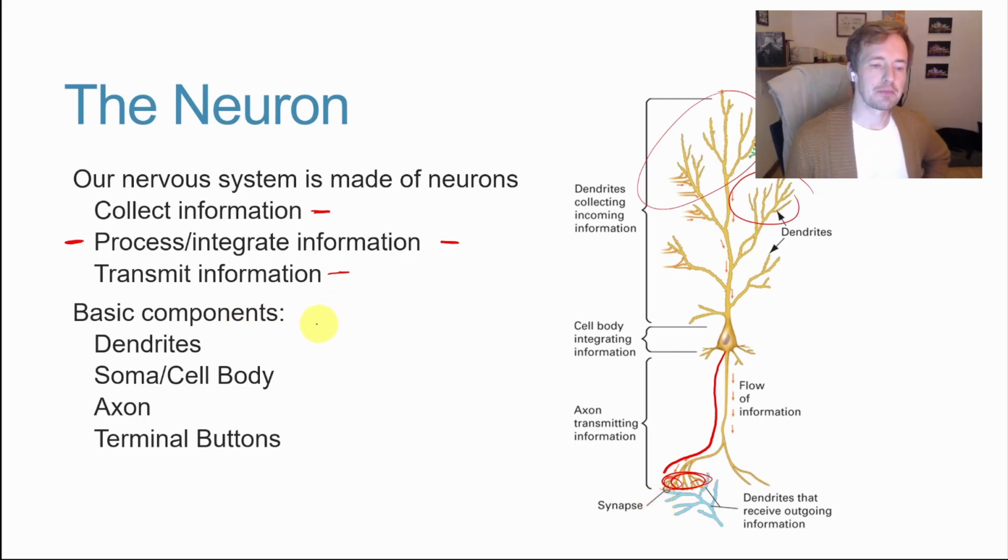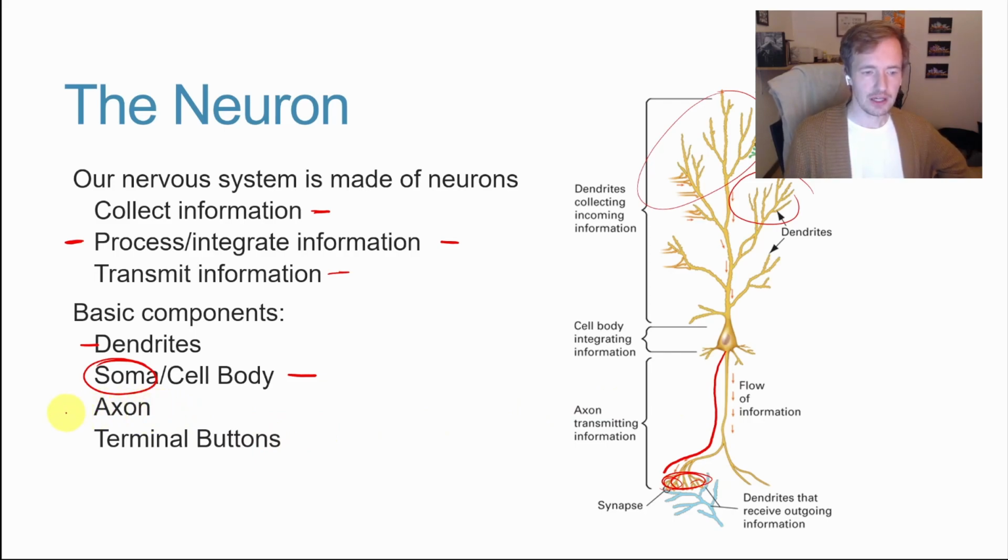So we have these basic components. We've got the dendrites. Those are what receive incoming information, incoming neurotransmitters. We have the cell body, which is sometimes referred to as the soma. The cell body is going to be this area right here, which is going to manage when we send an electrical signal down the length of this axon.